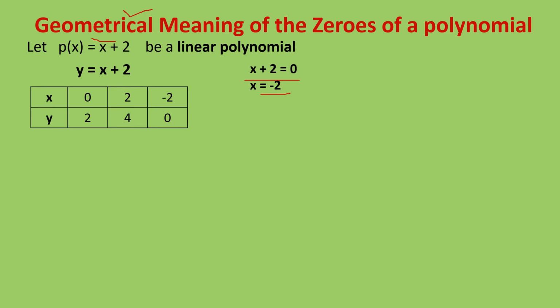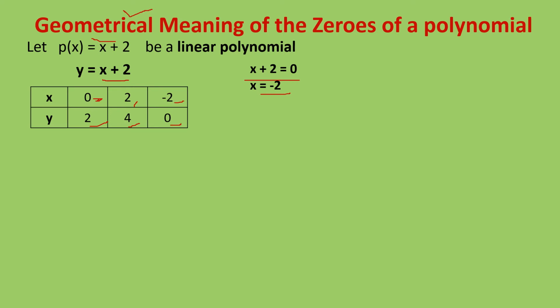For any value of x, we have to find out the corresponding value of y. So the first value I have taken is x equals 0. Now if I put x equals 0 in the given polynomial, what is the corresponding value of y? It will be 0 plus 2, that means 2. Now if we put x equals 2, the value of y will be 2 plus 2, that is equals to 4. Now when x is equals to minus 2, the value of y will be minus 2 plus 2, that is equals to 0.